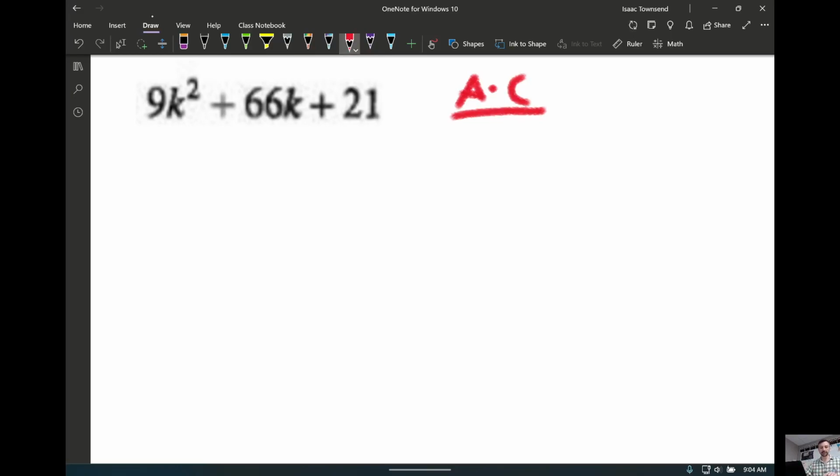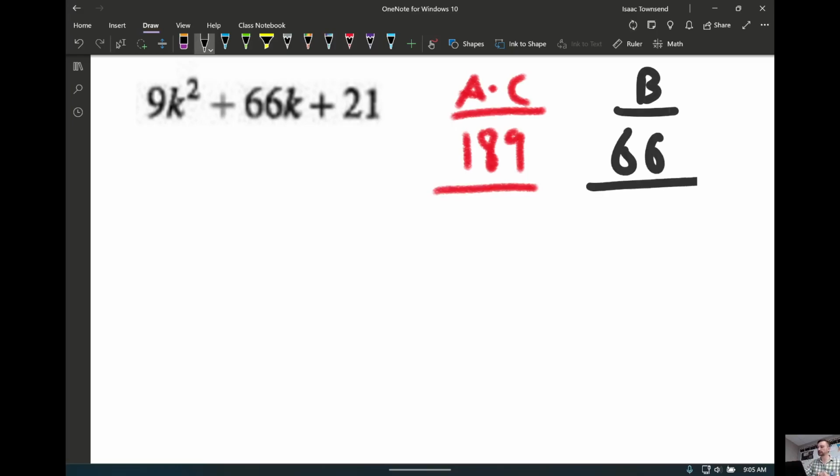A times C is 189, and sum B is 66. So if I can think of any two numbers that multiply to 189 but add up to 66, as long as I know what to do with those numbers, I can change this to a factor by grouping question that I at least know just takes a moment to finish. So off the top of my head, I have no idea, but I can just start off small and then build up.